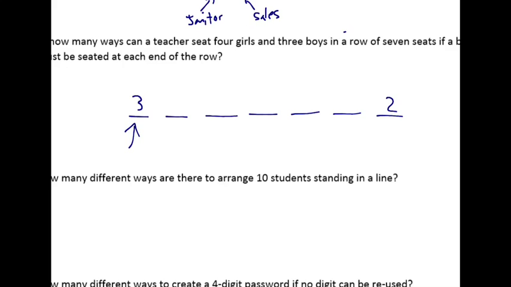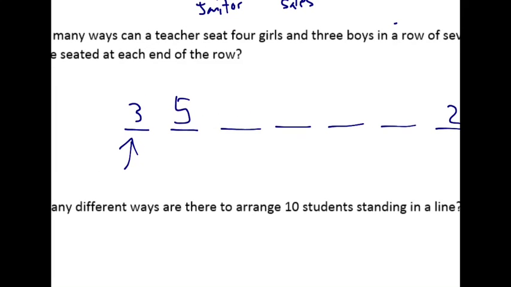You have 5 people left to seat. Right? So for this first chair, there are 5 people who can sit there. The next chair would be 4 people who can sit there. 3, 2, and then the last person always has to sit there.